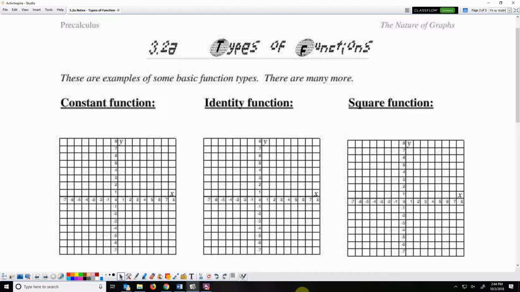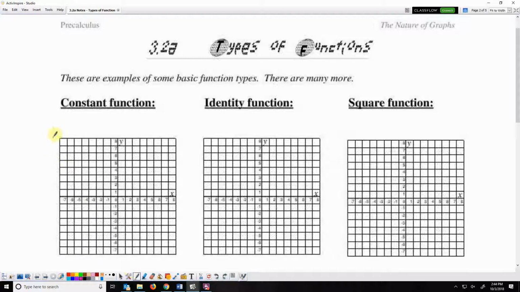Today we are going to talk about 9 different types of functions and their graphs. There are many different function types, but these 9 are some pretty common ones. So first we're going to talk about a constant function.